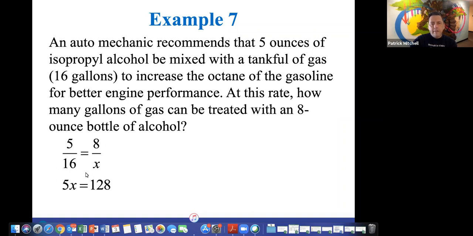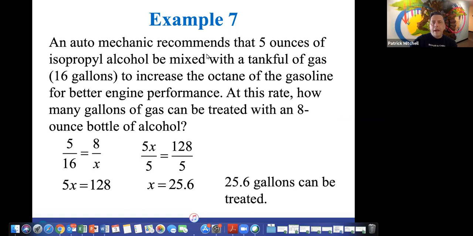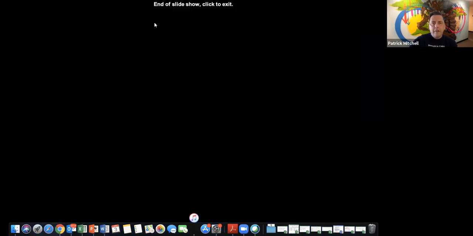5 times X gives me 5X. 16 times 8 gives me 128. 5X equals 128. I'm going to divide both sides by 5. And that gives me X equals 128 divided by 5, which is 25 6/10. So the amount that can be treated with an 8-ounce bottle of alcohol is 25 6/10 gallons. And that's the end of section 6.1.